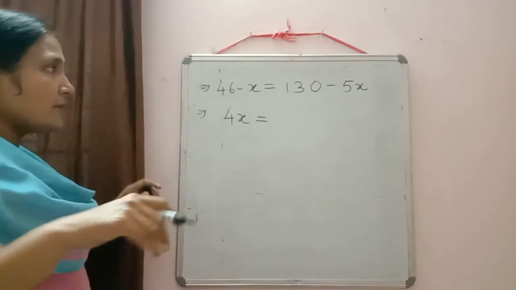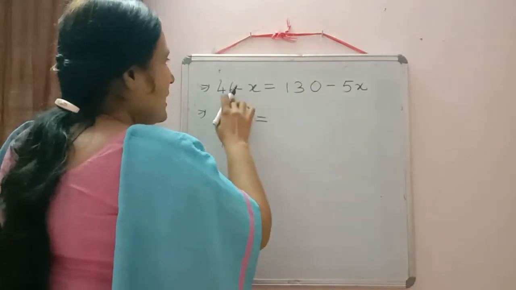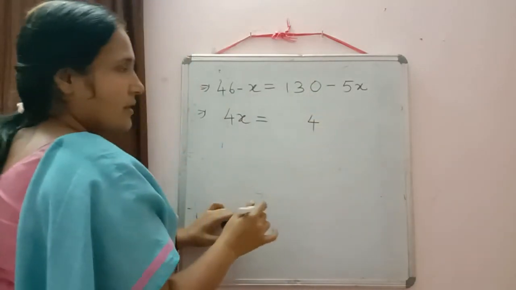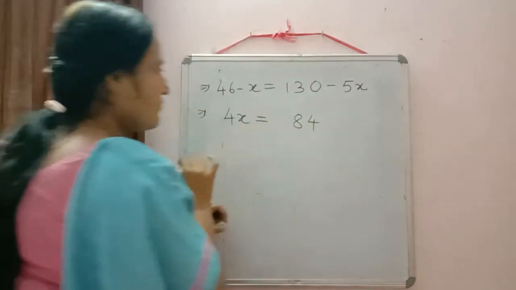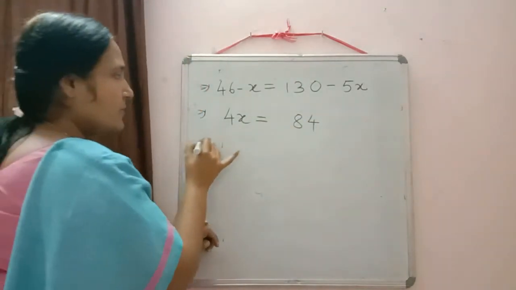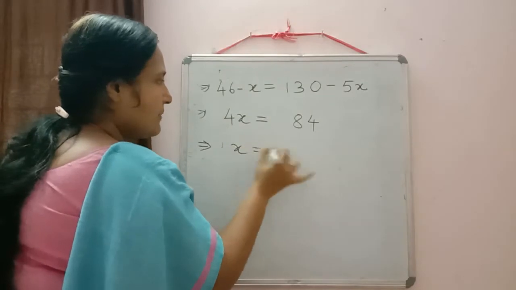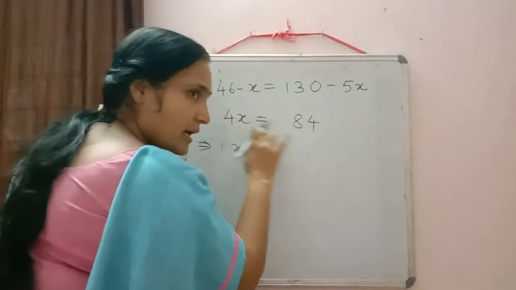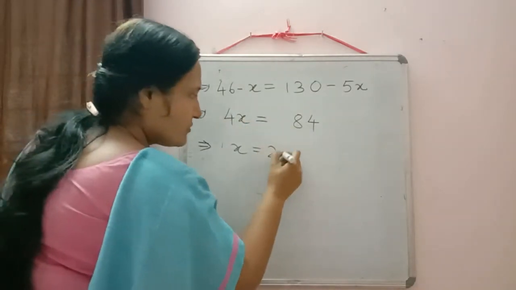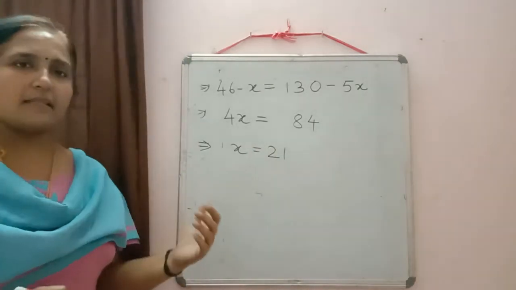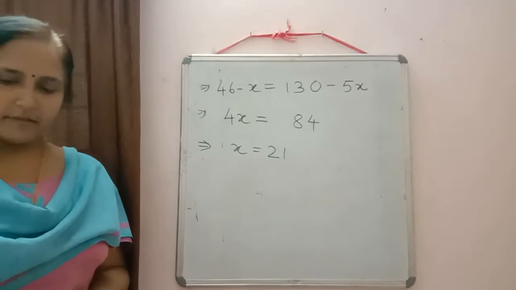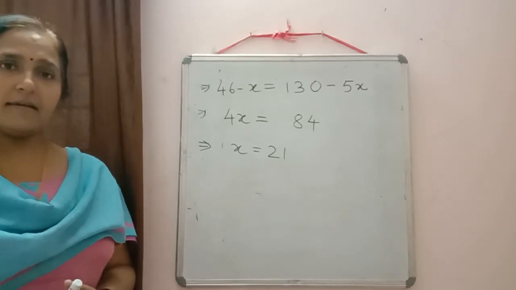130 minus 46, it will be equal to 10 minus 6, 4. Then here 2, so 12 minus 4, 8. So we are getting 4x is equal to 84. Then x is equal to 84 divided by 4, so we get x is equal to 21. So hope this method is clear to you. Okay, so moving on to the next question.